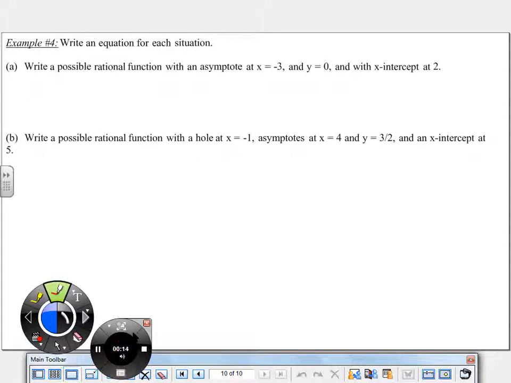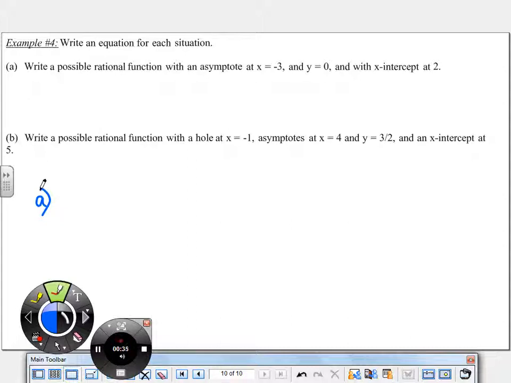giving us the equation, and we have to find all the asymptotes. They're telling us where all the asymptotes are, and then we have to find the equation. Okay? So if we look in part A, it says, write a possible rational function that has an asymptote at x equals 3 and y equals 0 and has an x-intercept at 2.